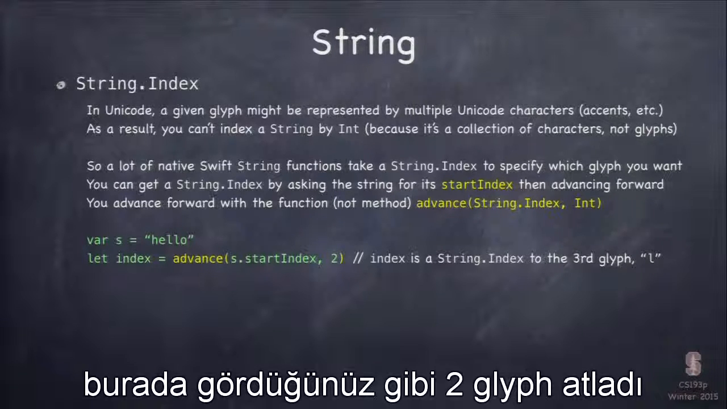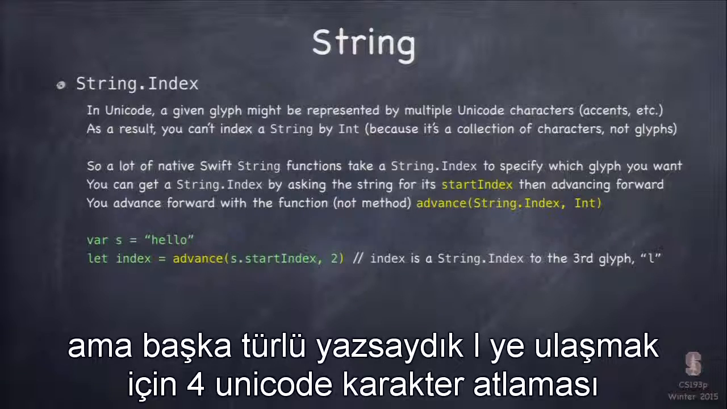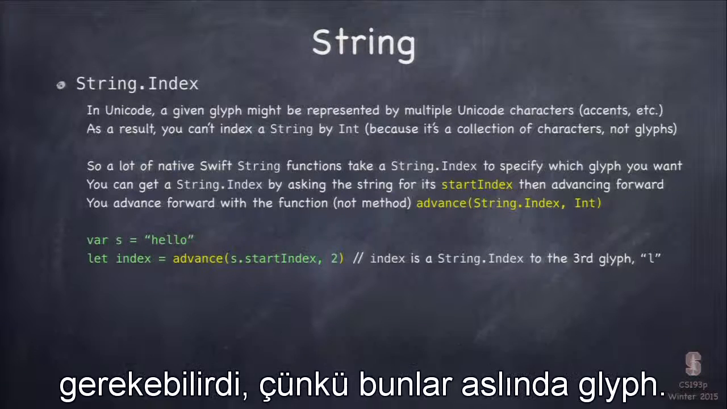And again, if it was E accent aigu, it would have gone forward 4 Unicode characters, but only 3 to the third glyph as you perceive it, okay?